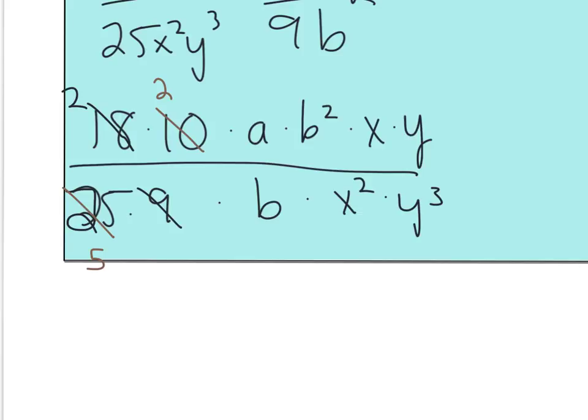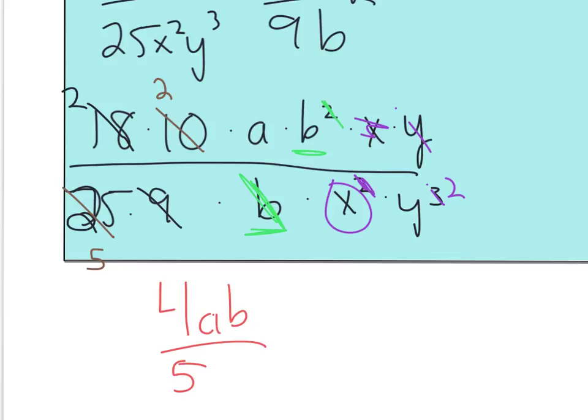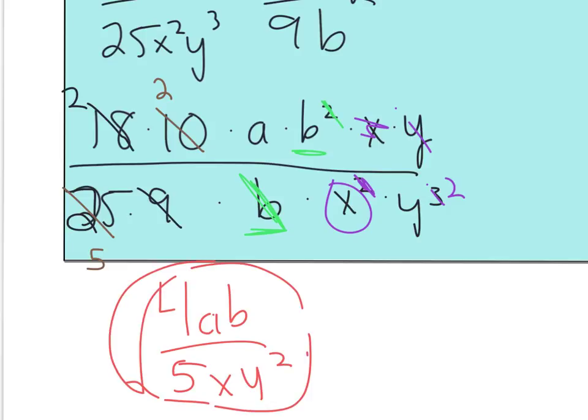A and nothing, b squared and b, so that would cancel out. X and x squared, that would cancel out. I would be left with x. And then y over y cubed, that would cancel out. This would become 2. So after all that noise, my answer would become 4ab over 5xy squared. Again, all I did was put everything on one line just to make life easier on myself.